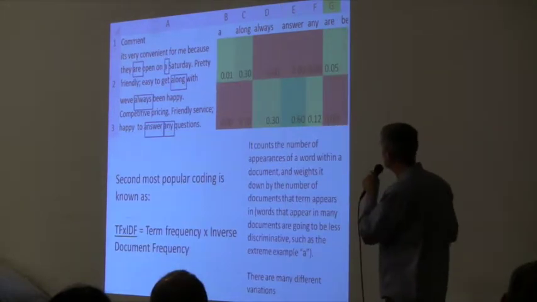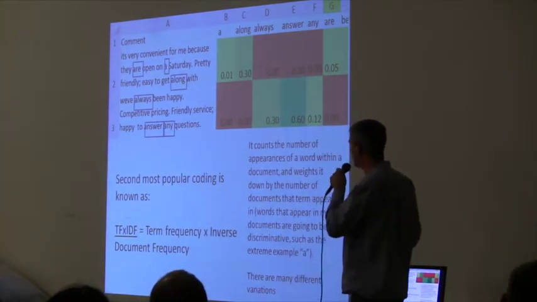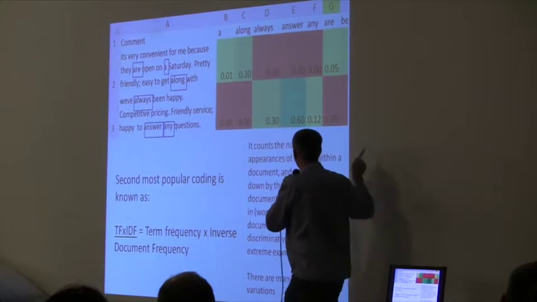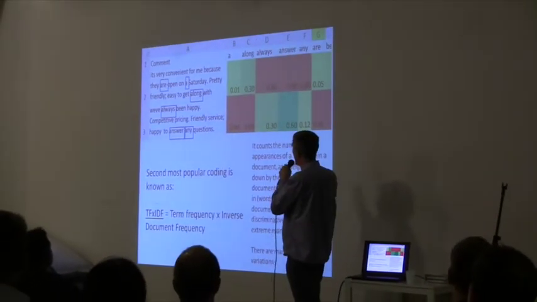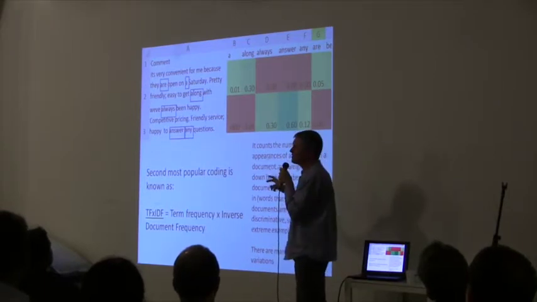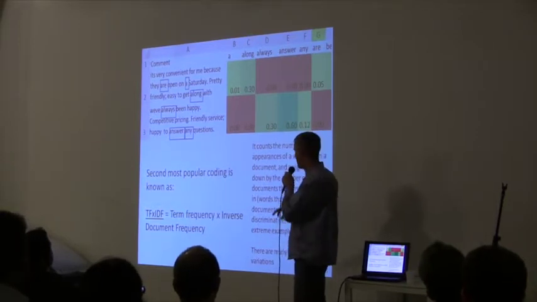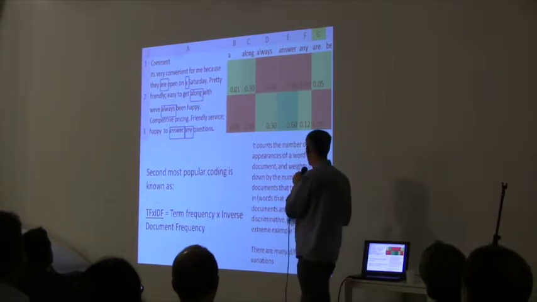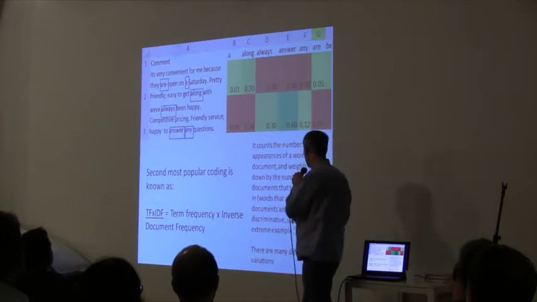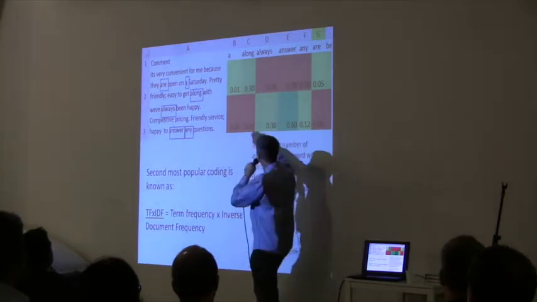The second most popular kind of coding of the data is known as Tf-Idf, which stands for term frequency times inverse document frequency. It counts the number of appearances of a word within a document, so the number of times the word appears in one document, and then weights down by the number of other documents in the corpus that the term also appears in. So the idea here is that words that appear in many documents are going to be less discriminative if they appear everywhere, not going to be as important, so we weight them down. That's the idea.